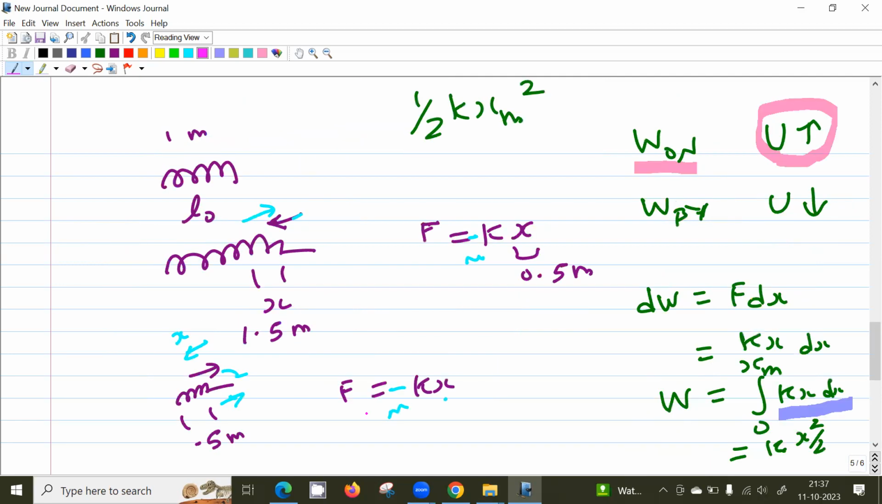So here, integral of k into x, so k is a number, so it will come out of the integral sign. And integral of x is x square by 2. So using that, I can get the potential energy stored in the spring as half kx square.